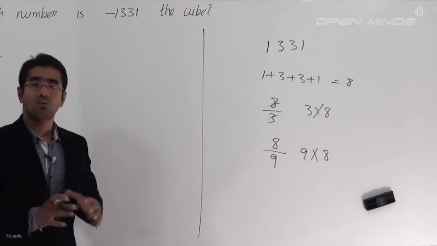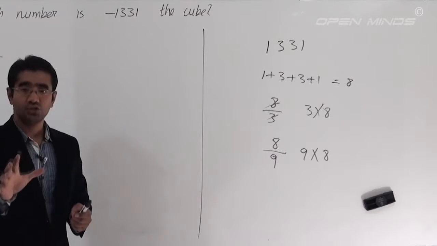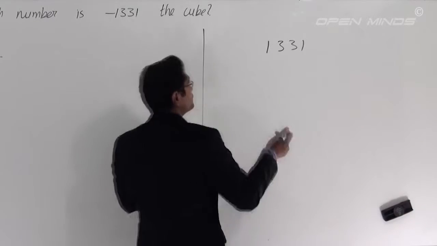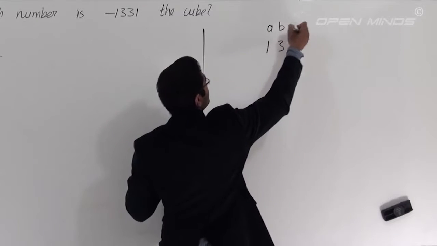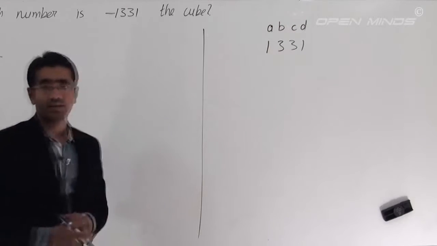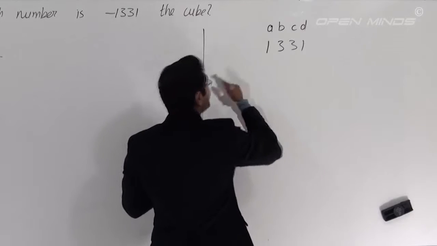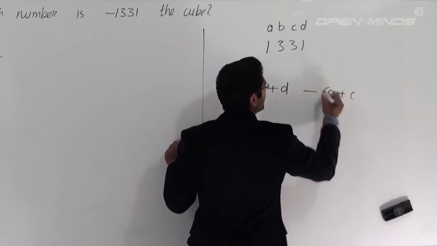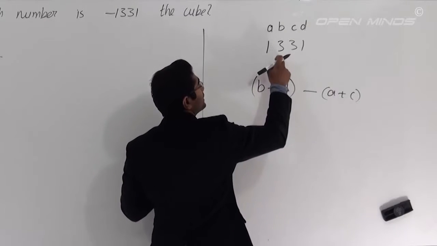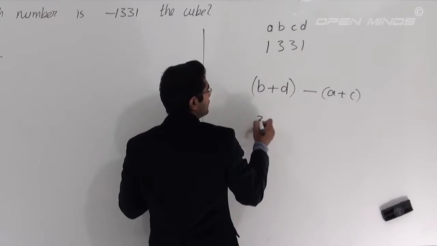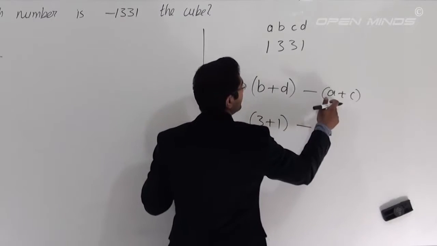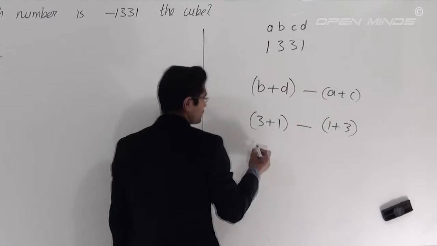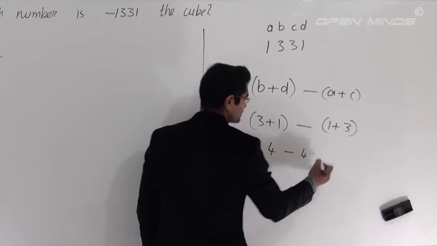So let's check whether I can divide this guy with 11. But this time the procedure is a little different. What I do here is I write this number as A, B, C, D. These are the digits, right? Now I need to write it in this fashion, that is B plus D minus A plus C. Now who's B here? B is 3. And who is D? D is 1. So let me write that. 3 plus 1 minus A, which is 1, plus C, which is 3 again. So I can see that is 4 minus 4 and the answer is 0.